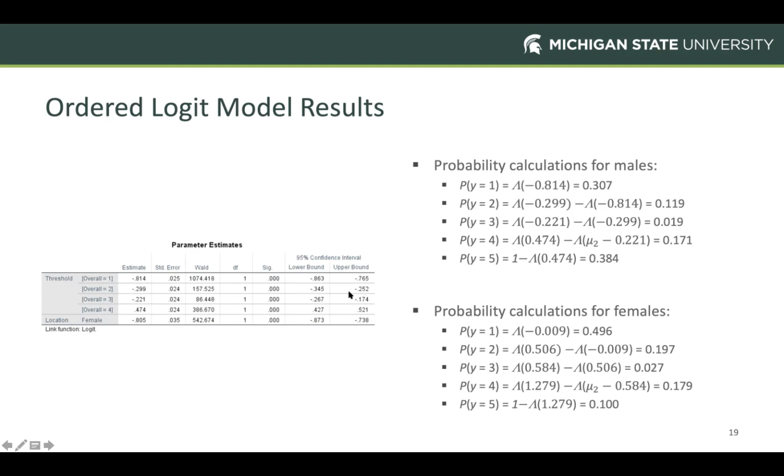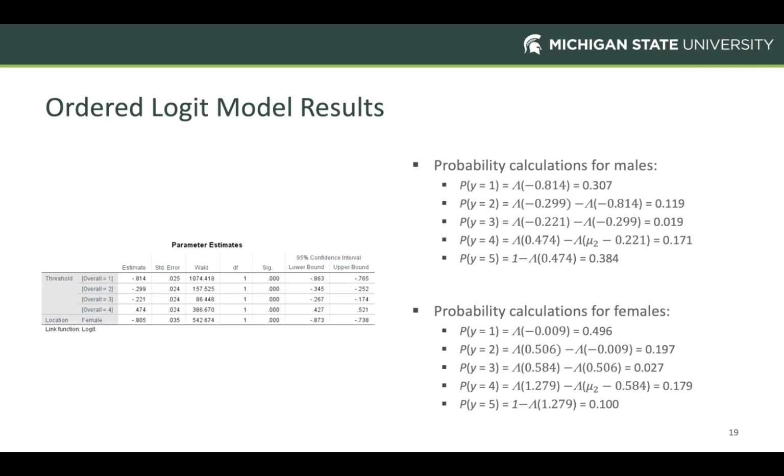In the case of a female, we're taking those same threshold values and subtracting off beta x, okay? Now in this case, since beta x is negative, we're adding 0.805 to each of those corresponding thresholds. Apologies, it was difficult for me to fit in the intermediate calculations here, but that minus 0.009 is basically taking the minus 0.814 plus minus 0.805, okay? Likewise, for each of the other categories, you see those responses as indicated here.